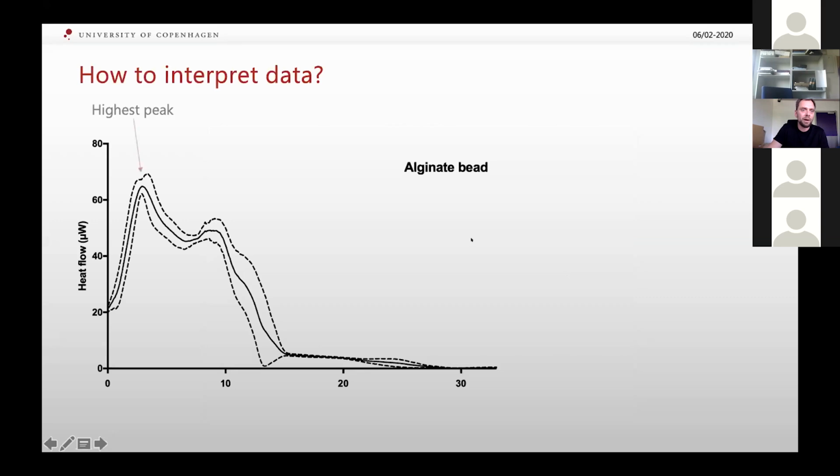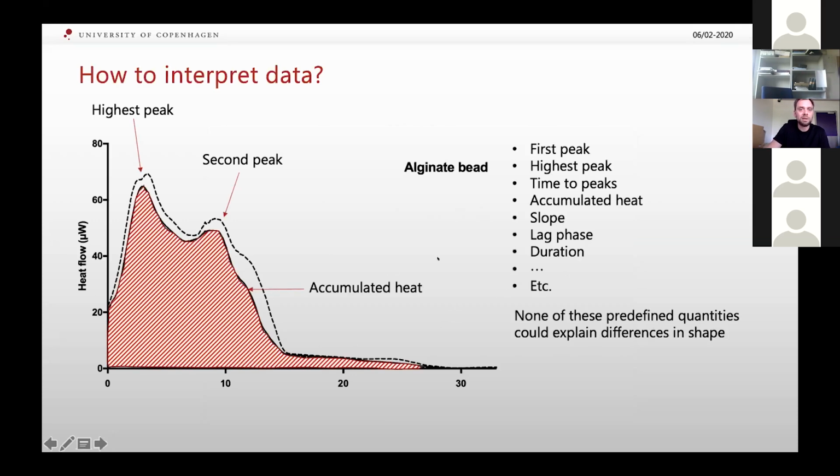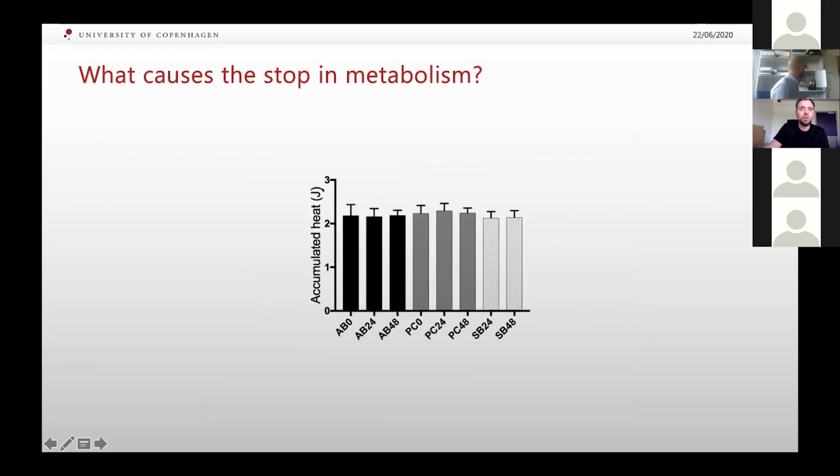So we tried looking at, okay, what's the highest peak? How high is the second peak? How long does metabolism go on for? How much energy do they actually use? And none of these predefined quantities could explain differences in the shape or really show the difference between the growth models. And we also asked, okay, so what actually causes the stop in metabolism?